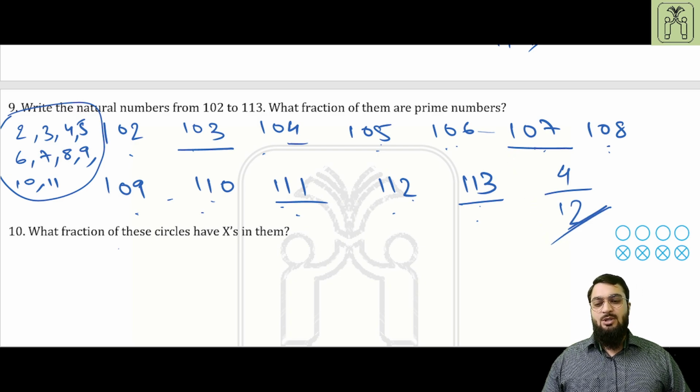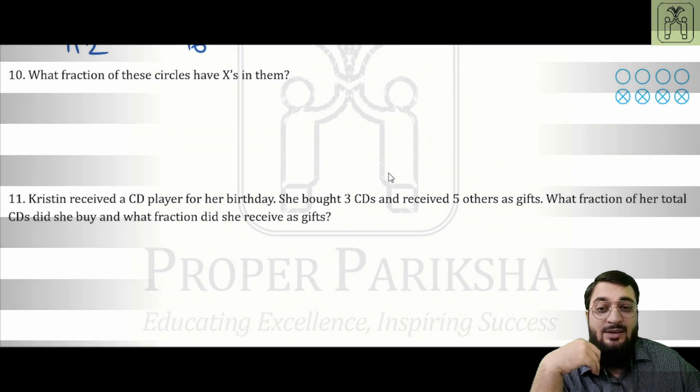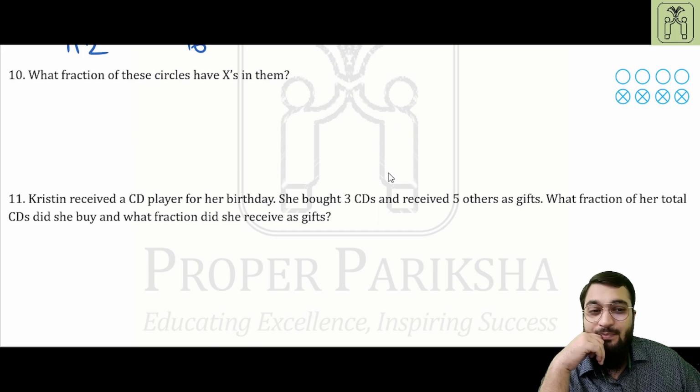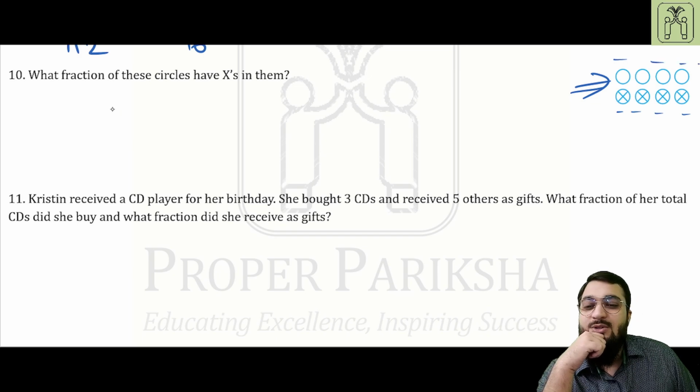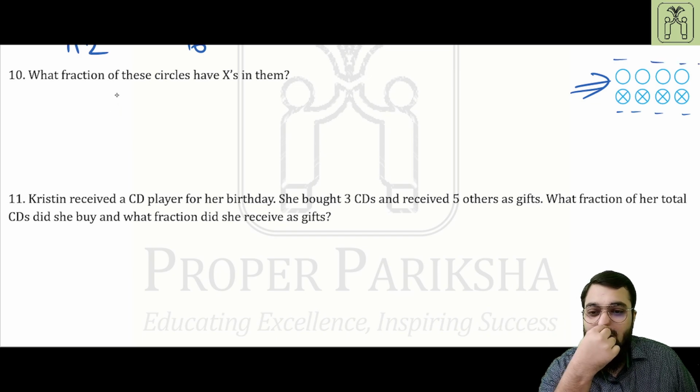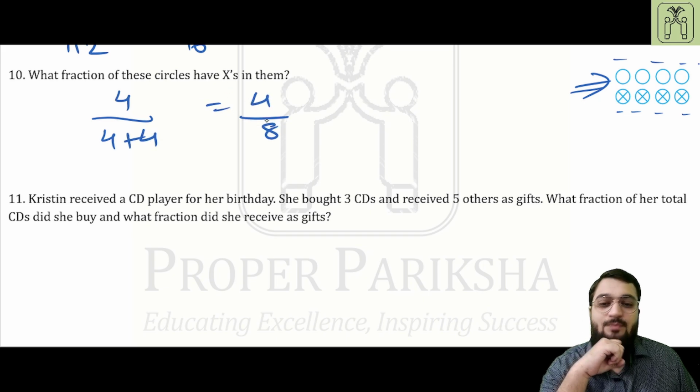So now coming to the next question. What fraction of these circles have x's in them? The question is mentioned over here, and you can see that 4 of them are shaded and 4 of them are not shaded. As simple as that, we learned before that the number of shaded is the numerator and the denominator is the sum of the number of shaded and unshaded. Therefore, it will be 4 upon 8.